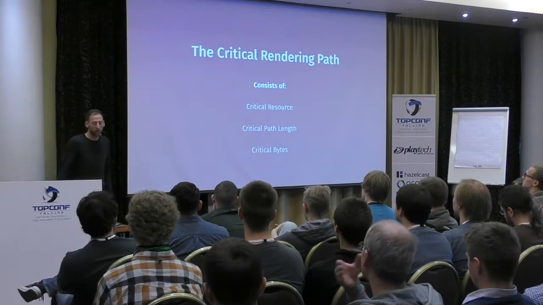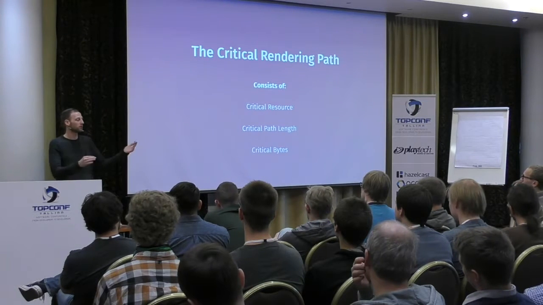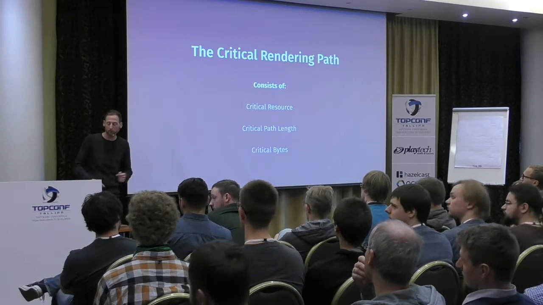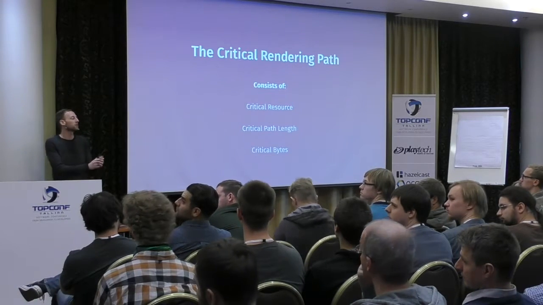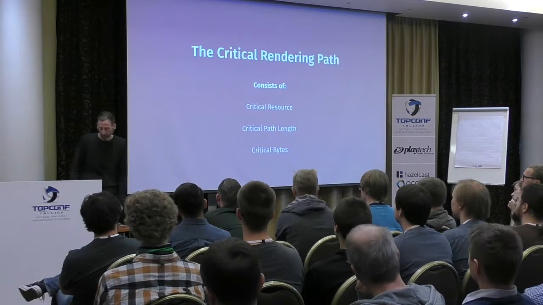A critical rendering path basically consists of a critical resource, which is the resource that you're loading, whatever it is, can be CSS, JavaScript, and so on. Critical path length, which is the time it takes to load that resource. And then critical bytes, which is the size of it.